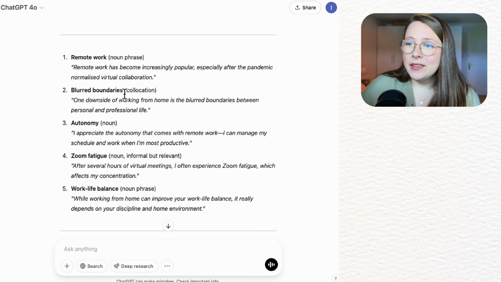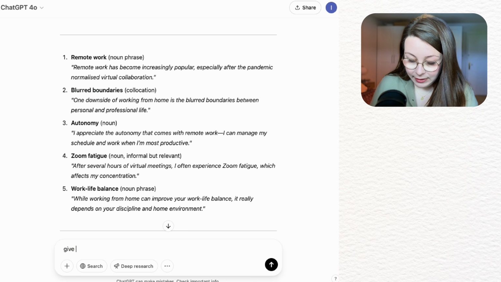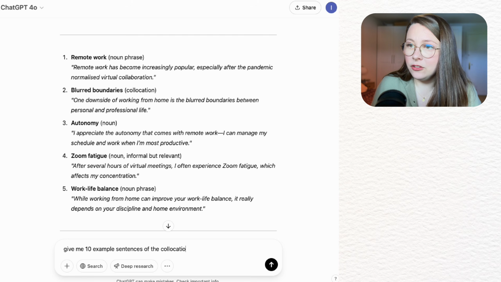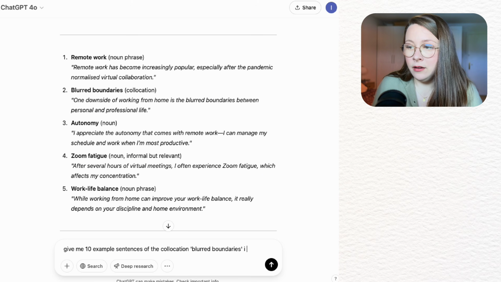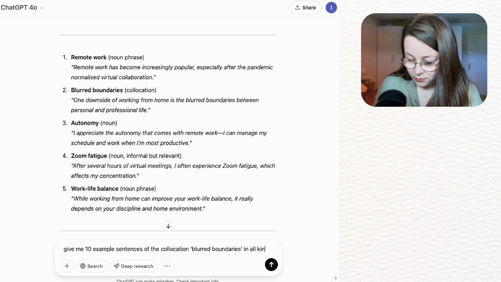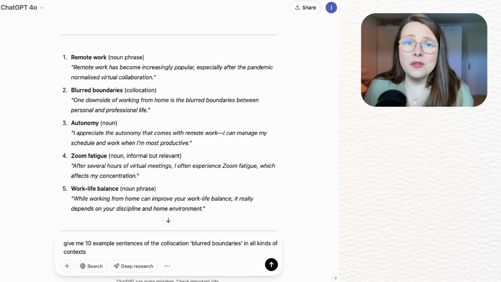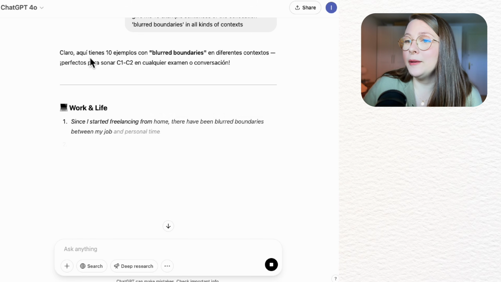The great thing about this is you might be thinking, oh, this is an interesting collocation, but I'm not really sure how to use it. Well, ask ChatGPT to teach you a bit more. You might say, give me 10 example sentences of the collocation blurred boundaries in all kinds of contexts. You can use this when you're talking about working from home, but you can also use this with friendships, with relationships. So let's learn how to use this collocation a bit better.